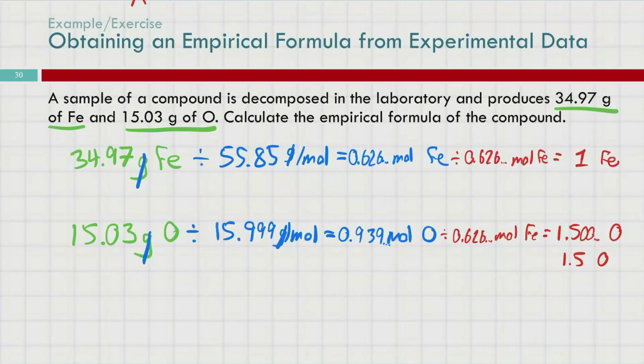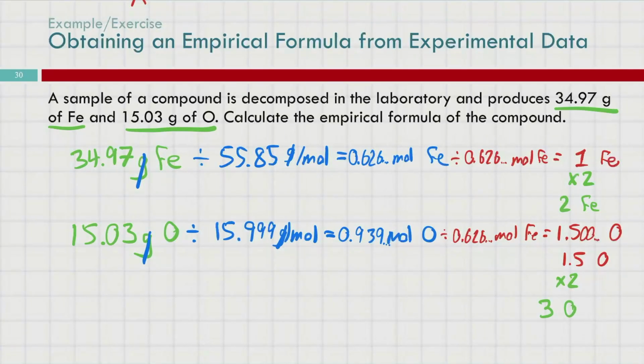That 0.5, though, is a problem. We need to get rid of it. How do we get rid of 0.5? What can we multiply 0.5 by to make it a whole number? 2. So we're going to multiply both of these by 2. That ends up with 2 for Fe and 3 for O.